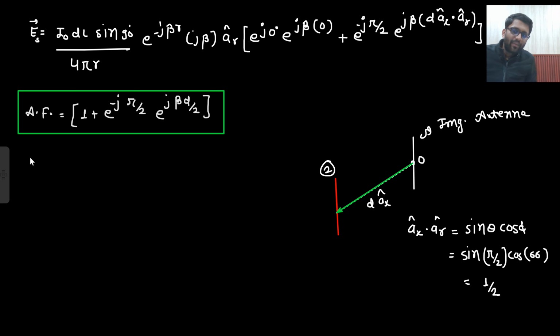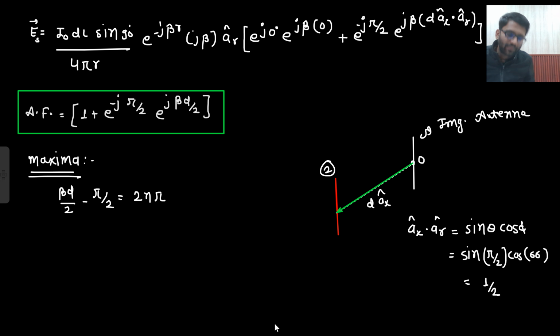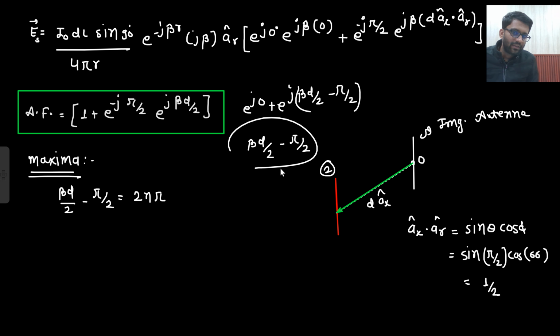Now what do they need to find? Maxima. So for maxima, can you tell me what should be the condition? The condition should be that your beta d by 2 minus pi by 2 should be equal to 2n pi. Say yes or no. Because what is the phase difference here? What is your array factor? e to the power j 0 plus e to the power j beta d by 2 minus pi by 2. Say yes or no. So what is the phase difference? Phase difference is beta d by 2 minus pi by 2. So this is the phase difference.